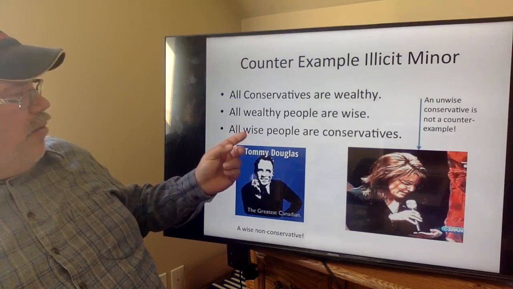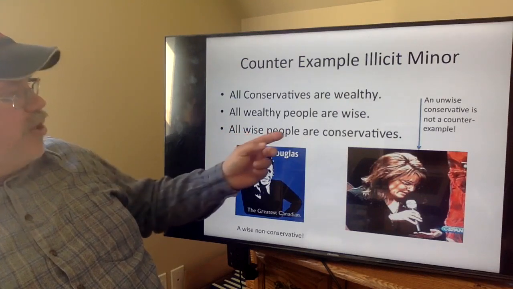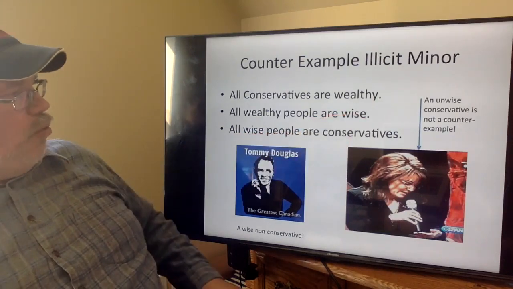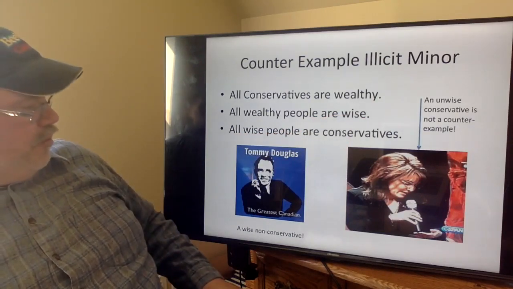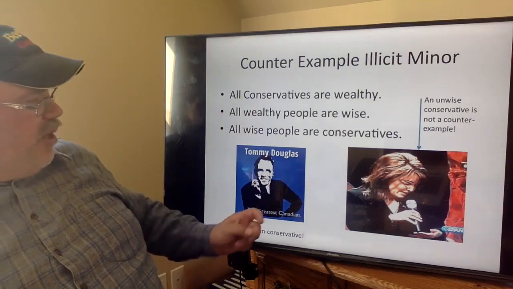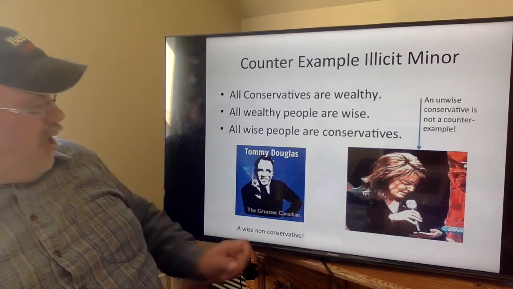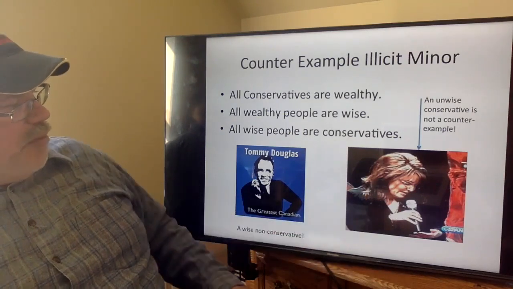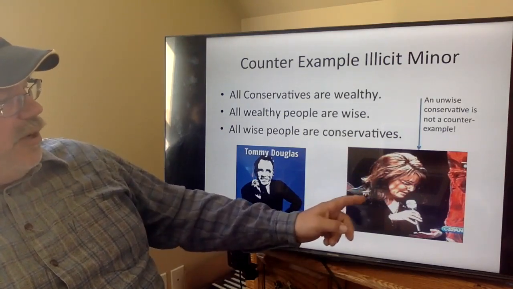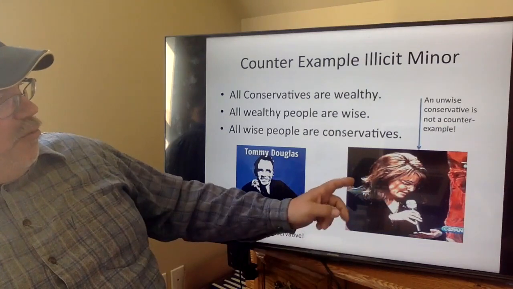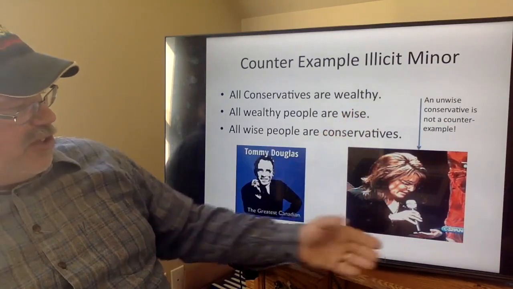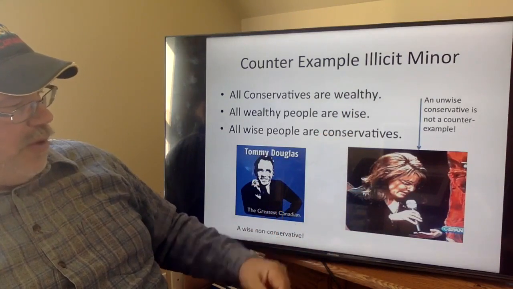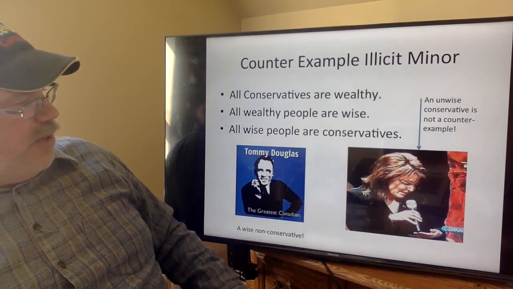The minor term, the subject of the conclusion, is not properly distributed where it occurs in the premise. And if you're looking for a counterexample, there's Tommy Douglas, a wise non-conservative, and I guess I could probably swap out Sarah Palin for Donald Trump here to have an unwise conservative. There's Sarah Palin checking for the writing on her hand to remember what city she was in.